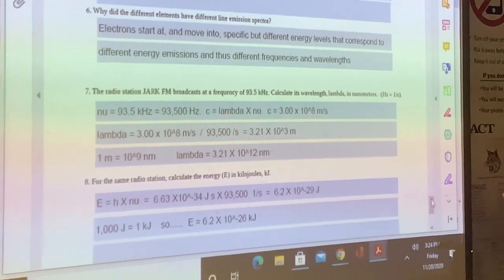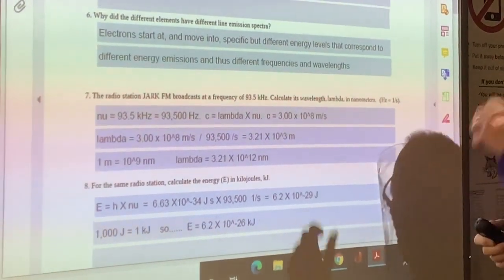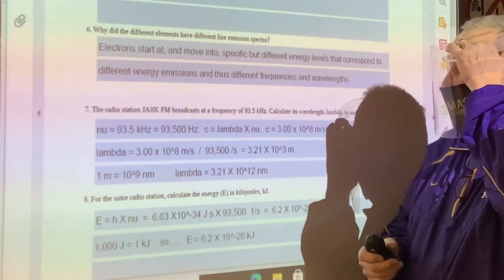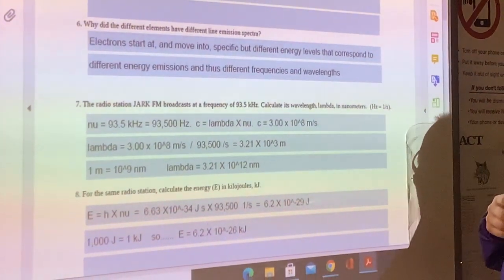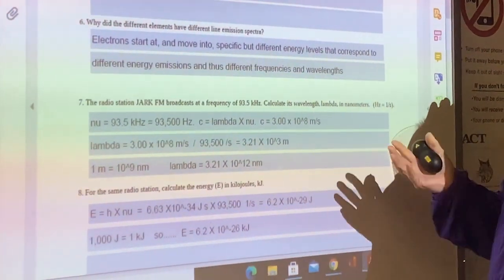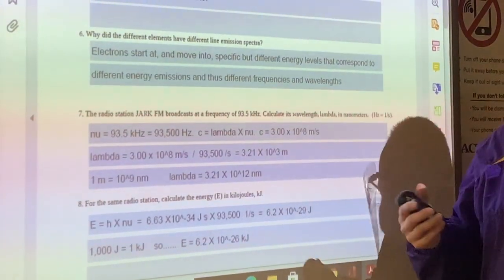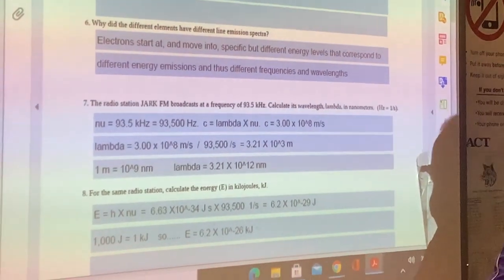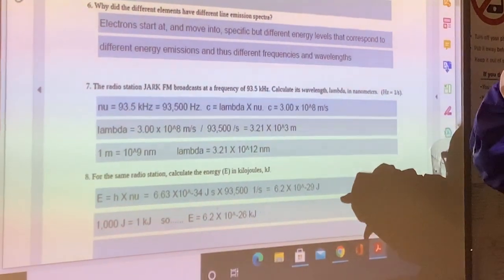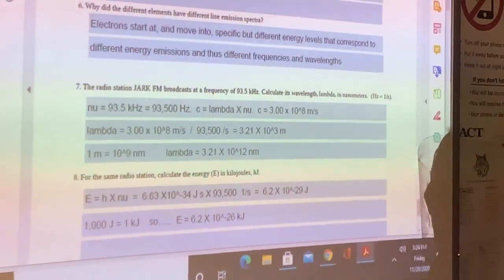Now, why do different elements have different emission line spectra? Well, the electrons start out and move into specific but different energy levels that correspond to different energy emissions, and thus different frequencies and wavelengths. Wavelength is just another name for color, so we get different colors. Depends on what orbital they're in and what orbital they go to.